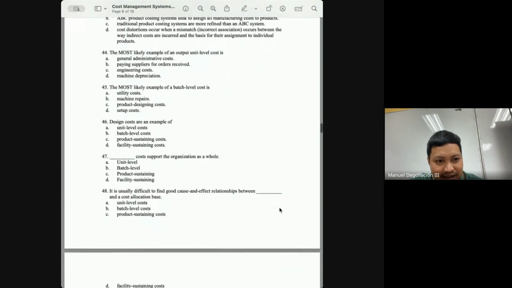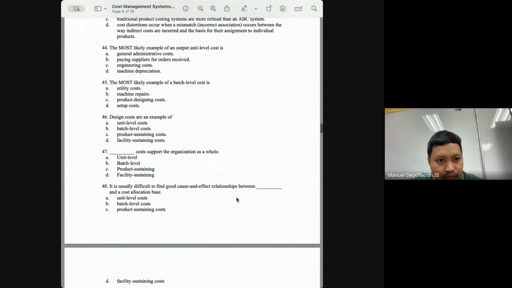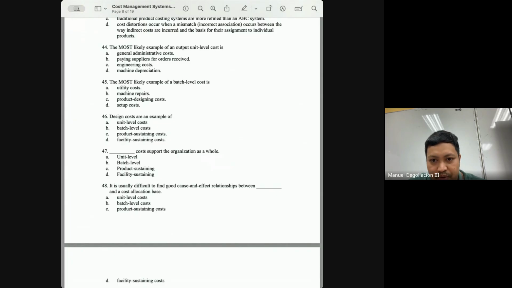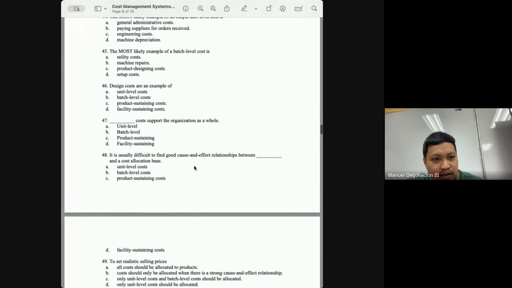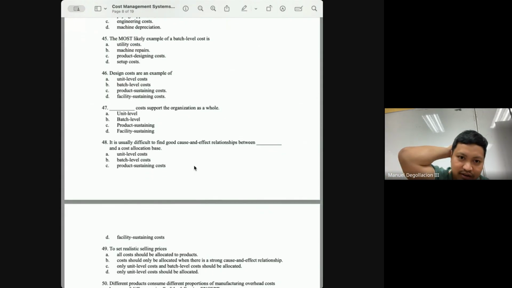Let's include 46 na lang, class. Design costs are an example of product sustaining cost. While 47, what costs support the organization as a whole? This would be your facility sustaining. Let's include 48 na lang sad. It is usually difficult to find good cause and effect relationships between blank and a cost allocation base. This would be facility sustaining costs.